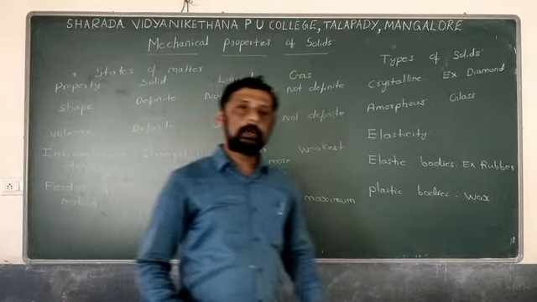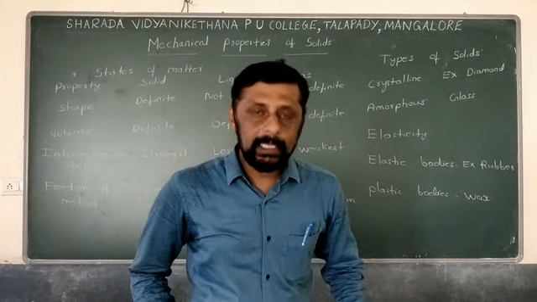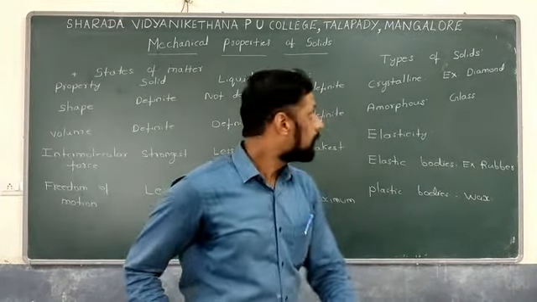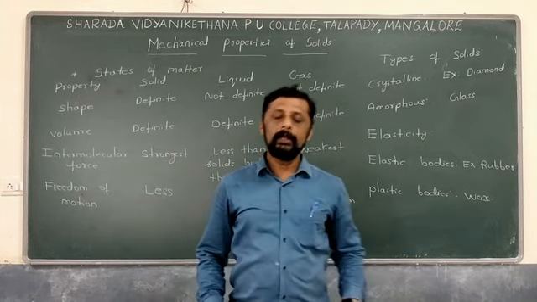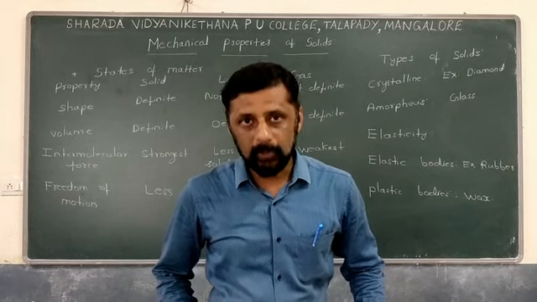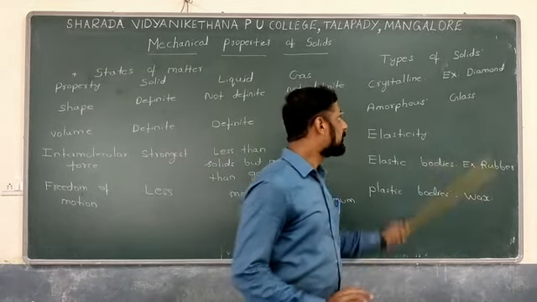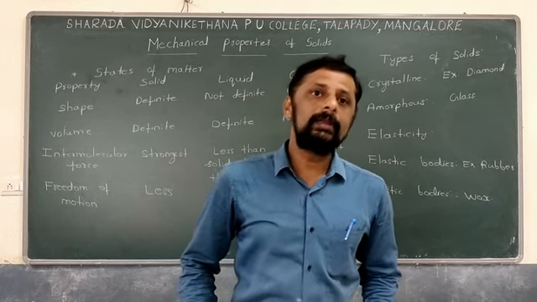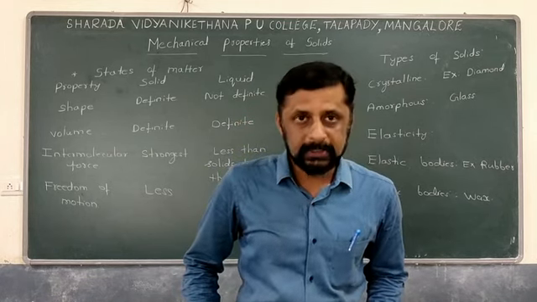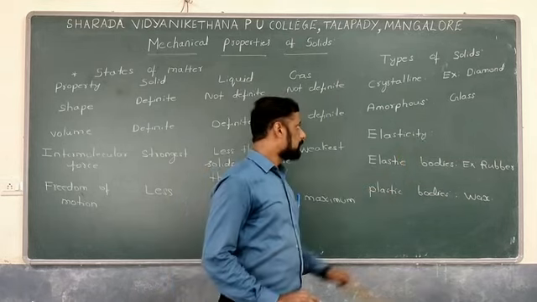Next, types of solids. In solids there are two types. One is crystalline and another one is amorphous. In case of crystalline solids, there is an ordered regular three-dimensional arrangement of atoms, for example diamond. And in case of amorphous solid, there is no regular ordered arrangement of atoms, example glass.